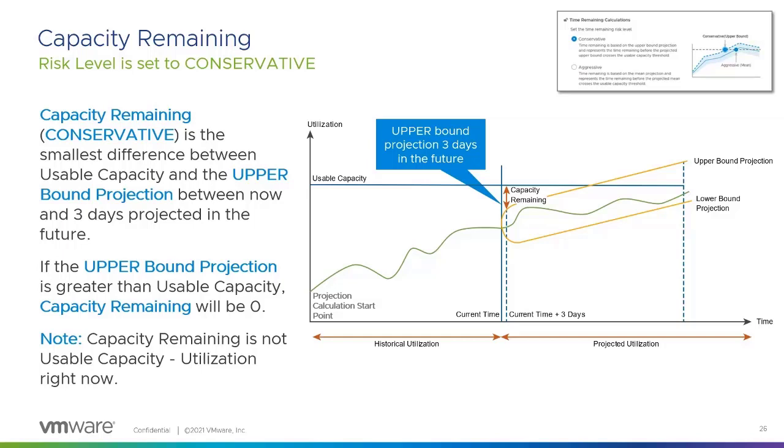But this can trip up some people because they don't realize that it is based on a projection. There's some assumptions that it's right now, but the important part here is this is a projection just 3 days into the future. So it basically takes that projection, looks out 3 days in the future, and then the difference between the upper bound and my usable capacity line is my capacity remaining. So this is looking at it from a conservative perspective. So that's why I'm looking at the upper bound.